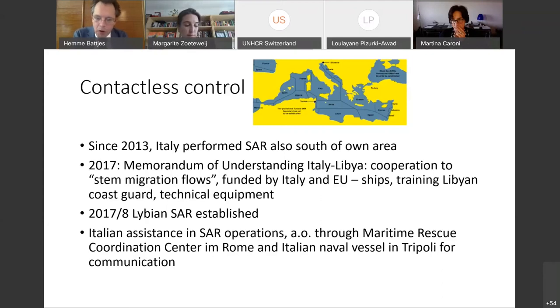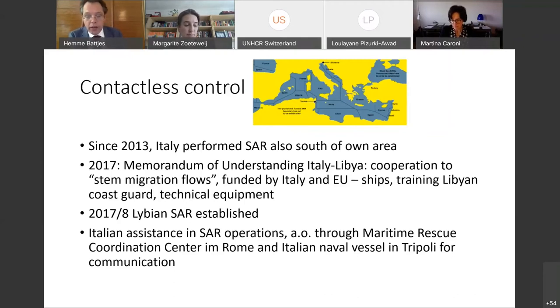Now, they wanted to put an end to that, apparently, for in 2017, they signed a memorandum of understanding with Libyan authorities. And this memorandum of understanding was based on that friendship treaty between Libya and Italy from 2008. It had fallen into disuse, of course, during the civil war in Libya, but apparently in 2015, Italy thought the time had arrived to revive it. So there was this memorandum where both countries agreed to step up cooperation to stem migration flows. And for that, Libya would be funded by both Italy and the EU.